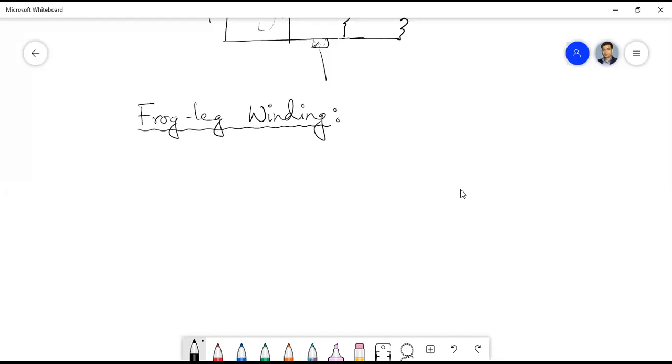Now what it does, suppose it's a four pole machine. Now in case of duplex wave winding, the number of parallel paths becomes two.